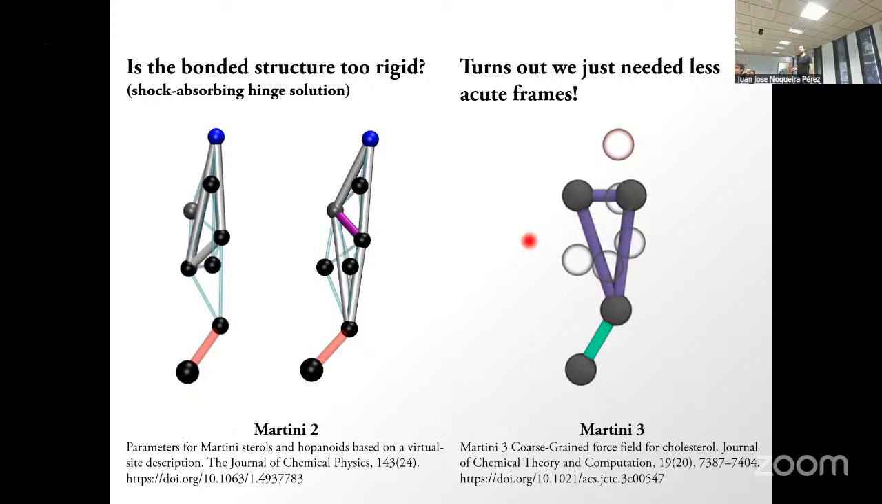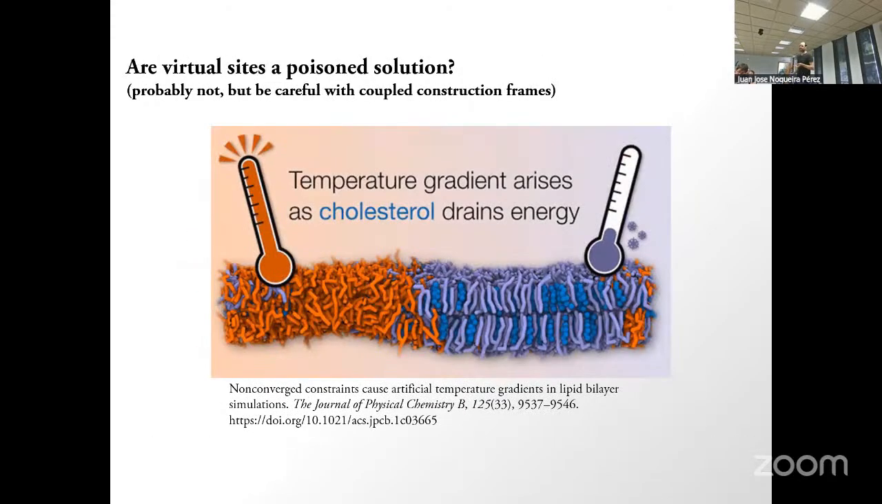Incidentally, the reason why we can now have broader frames is that, as I told you, in Martini 3 we are trying to match the shape better. And that means actually placing the particles a bit further apart. So that worked incidentally very well for cholesterol. Very good. So this was the beginning of introducing virtual sites to coarse graining. I mean, it had been used before, but in Martini, this was the beginning, like this initial cholesterol model.